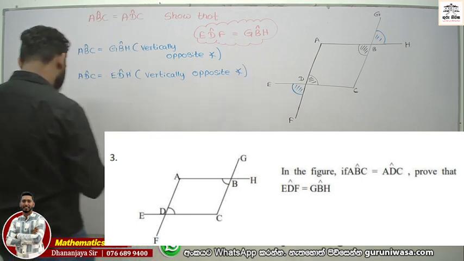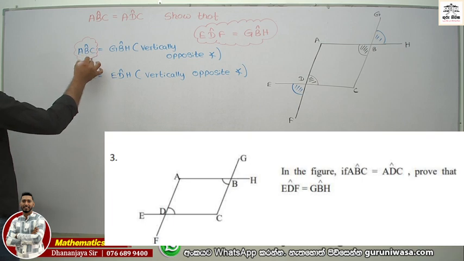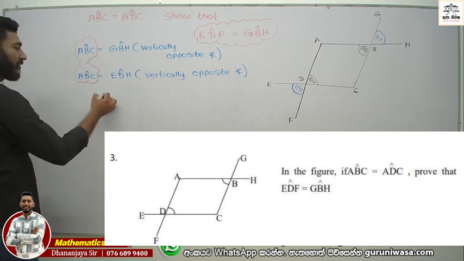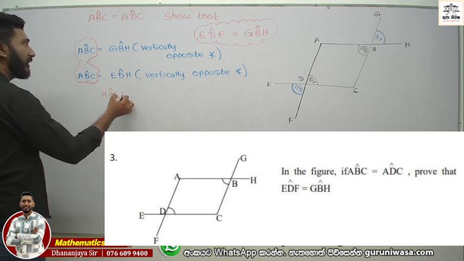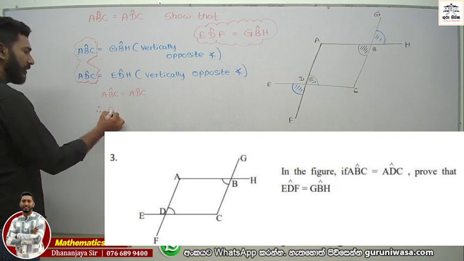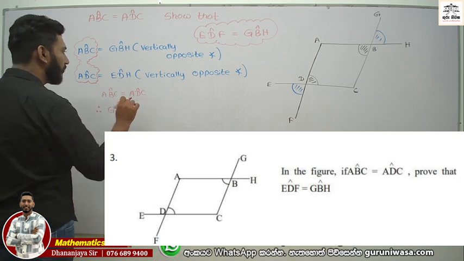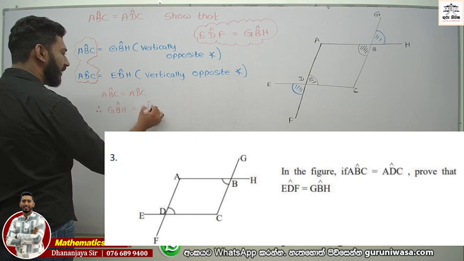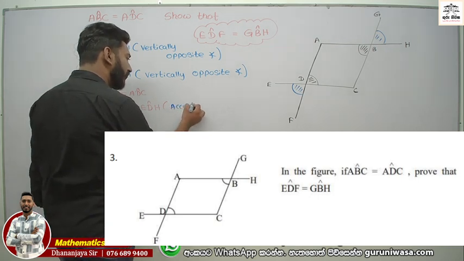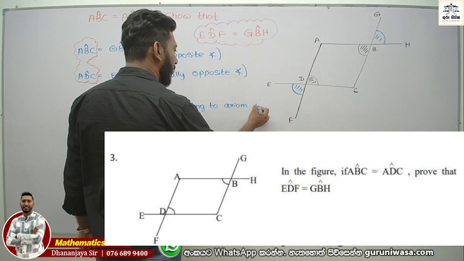Vertically opposite angles. Now look at this. The left hand side of the first one, ABC, and the left hand side of the second one, ADC, both are equal. Now you can write ABC equals ADC. Therefore, GBH should be equal to EDH because according to axiom number 1.